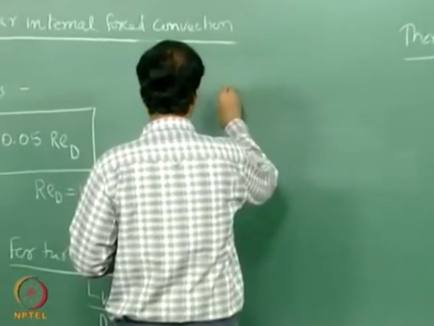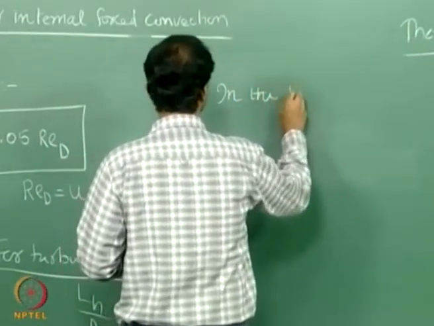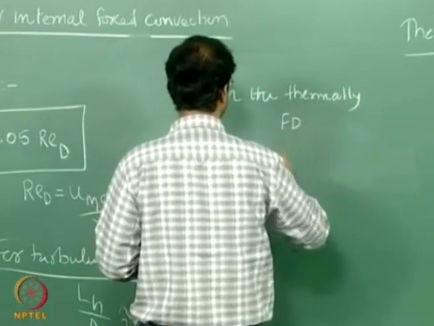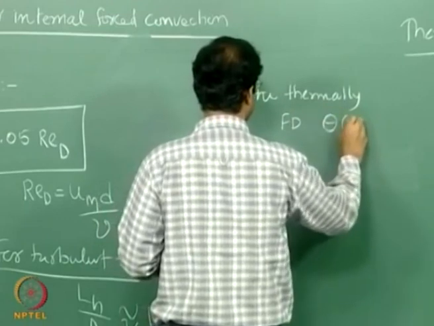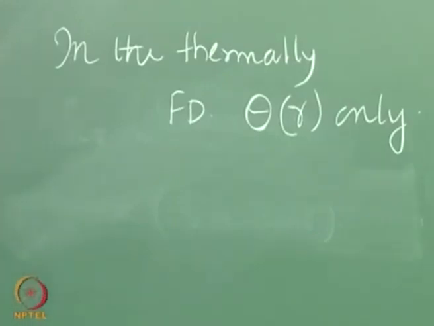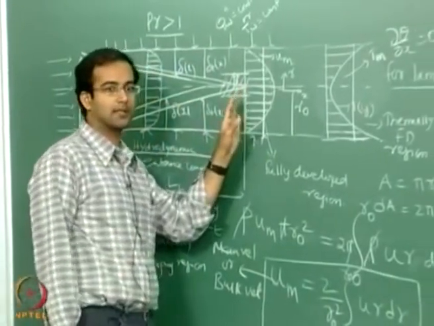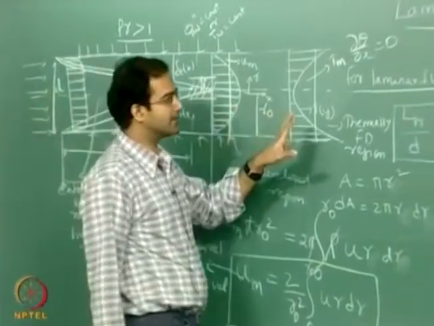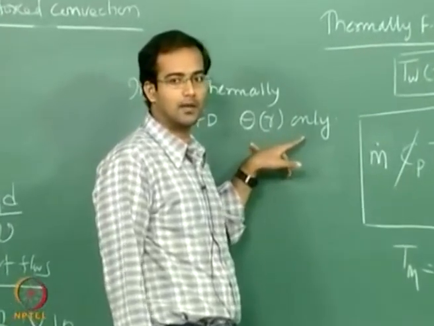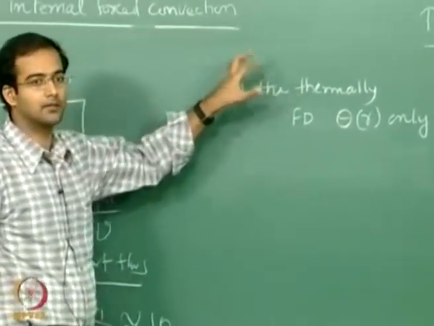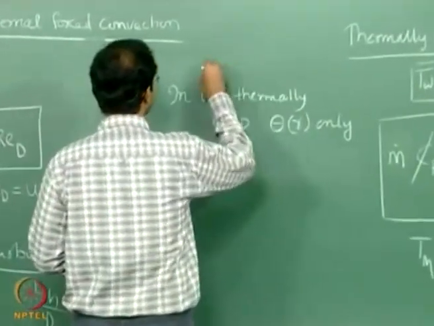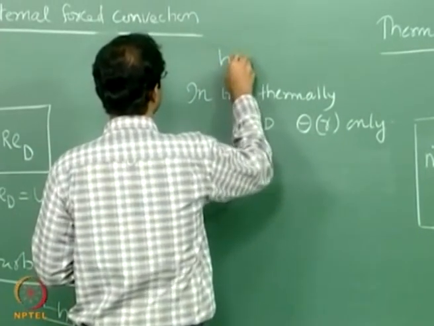So in the thermally fully developed region, my theta is a function of r only, whereas in the thermally developing region, the thermal entrance length region, my theta is a function of both x and r. Once it becomes thermally fully developed, it is a function of only r, provided your velocity is hydrodynamically fully developed.